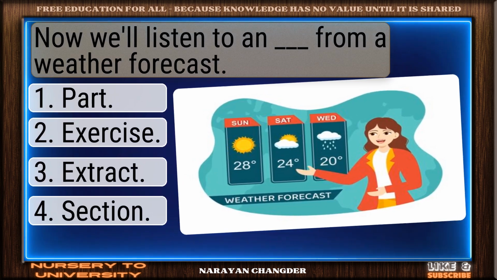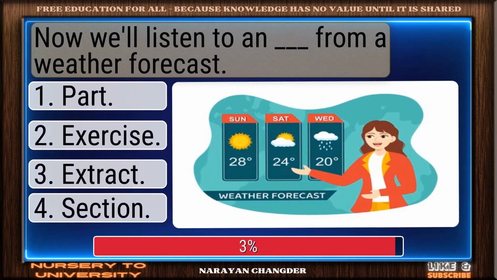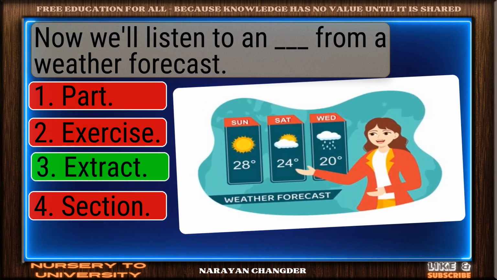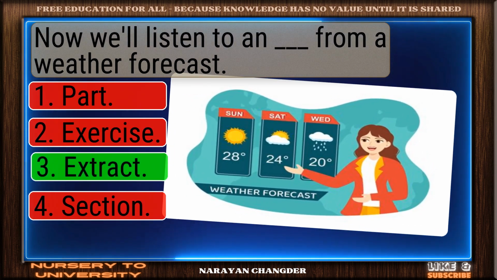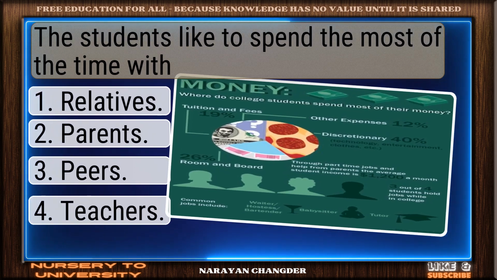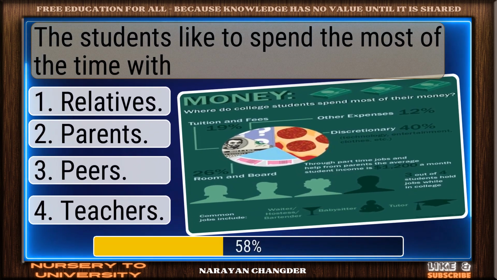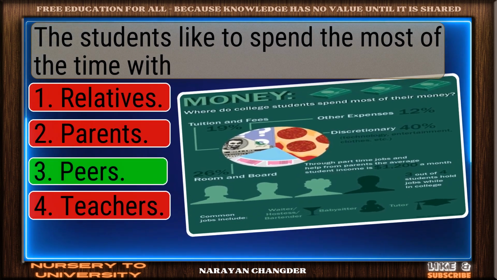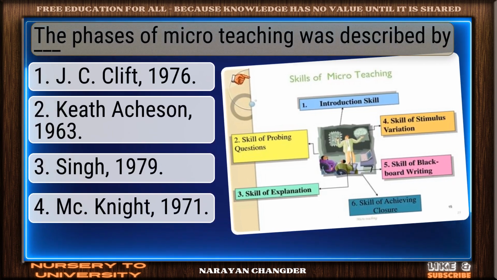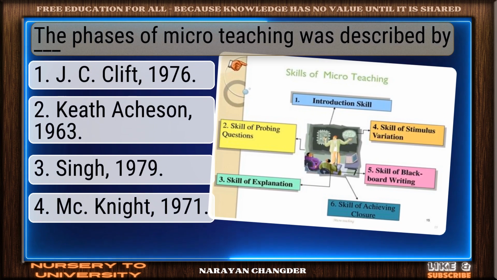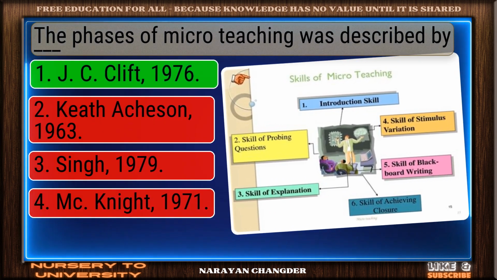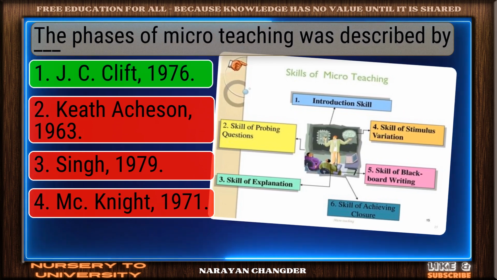Now we'll listen to and dash from a weather forecast. Right choice. Extract is the best answer. The students like to spend the most of the time with. Exactly. Peers make sense and it is right choice. The phases of micro-teaching was described by dash. Well done. J.C. Cliff, 1976 is the right choice.